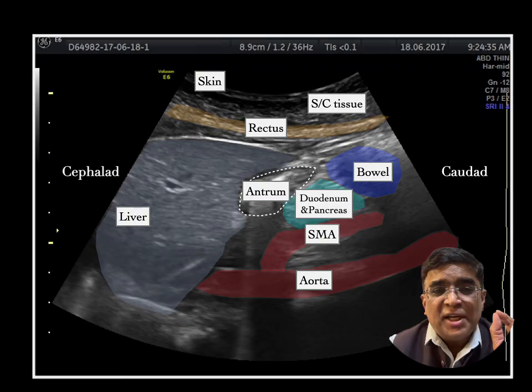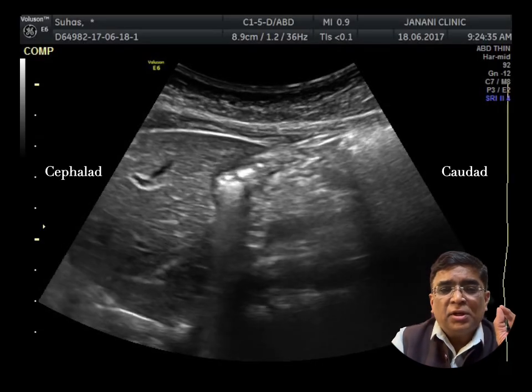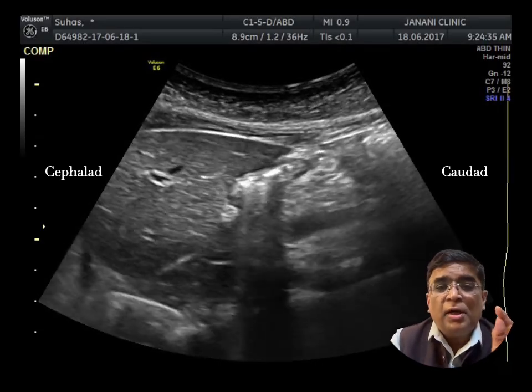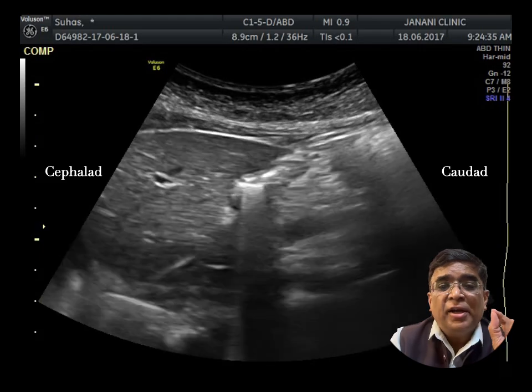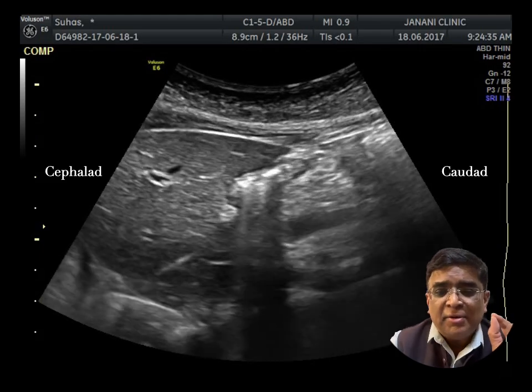Now again the same picture which we saw before, if you look at it now, you can pinpoint, you can put your finger there where the stomach is, right?